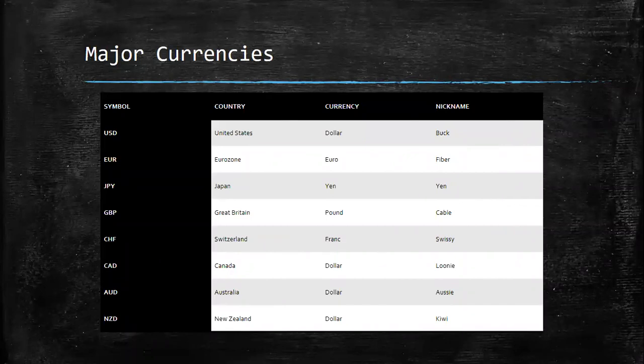We've got the Great Britain pound, nicknamed the cable. Switzerland's is the Swiss franc, the Swissy. The Canadian dollar is the loonie. The Australian dollar is the Aussie. And then you have the New Zealand dollar, and that's the Kiwi.